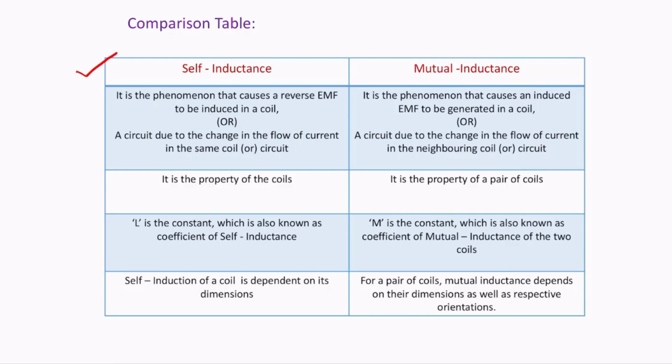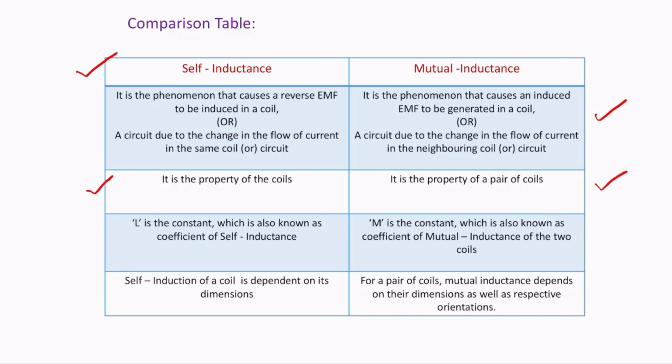Now let us see the self-inductance phenomenon. The self-inductance phenomenon is that it causes a reverse EMF to be induced in a coil or a circuit due to the change in the flow of the current in the same coil or circuit. Whereas in the case of the mutual inductance, it is the phenomenon that causes an induced EMF to be generated in a coil or a circuit due to the change in the flow of the current in the neighboring coil or circuit. The next comparison is, the self-inductance is the property of the coil, whereas the mutual inductance is the property of the pair of coils.